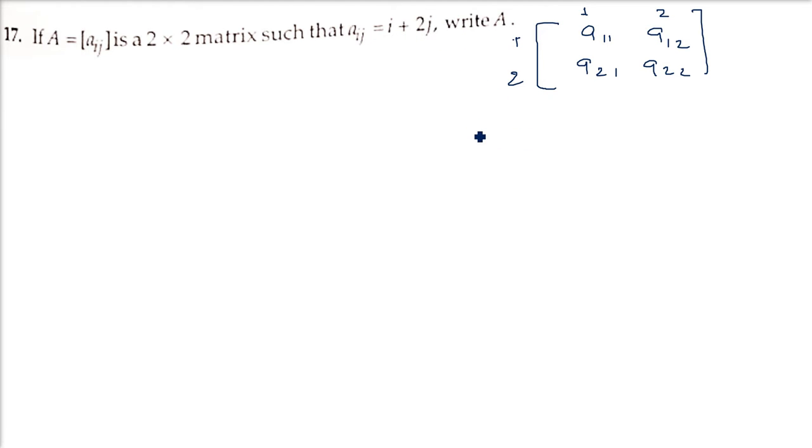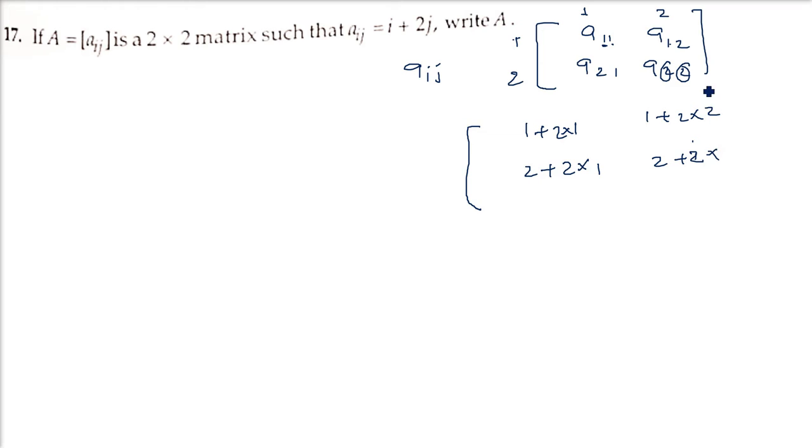So the element of the resultant will be i plus 2j. So Aij, I am writing the first number, 1 plus 2 into 1. Here 1 plus 2 into 2. Here we have 2 plus 2 into 1 and 2 plus 2 into 2.